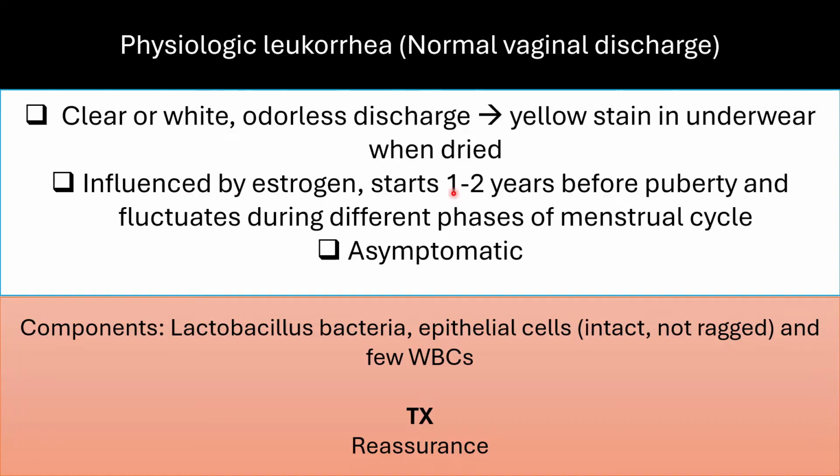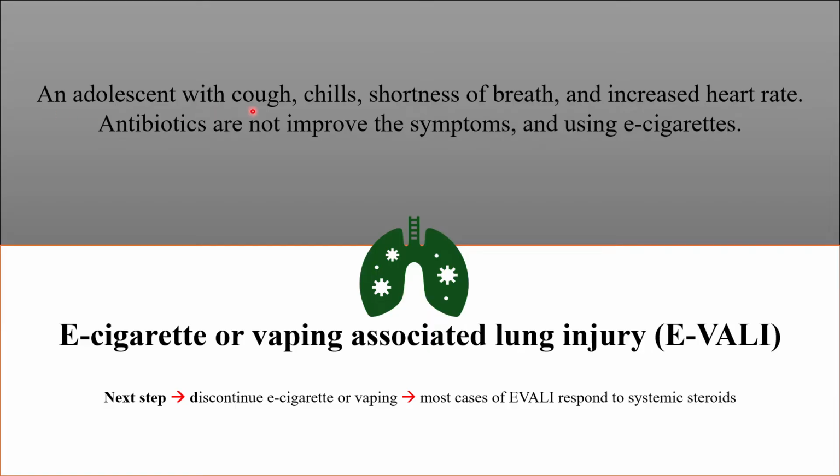It starts 1 to 2 years before puberty and fluctuates during different phases of menstrual cycle. It is asymptomatic, no irritations. Different than cases of bacterial vaginosis. Components: normal flora, lactobacillus, epithelial cells intact, not ragged like in cases of bacterial vaginosis, and a few white blood cells. The treatment: reassurance.